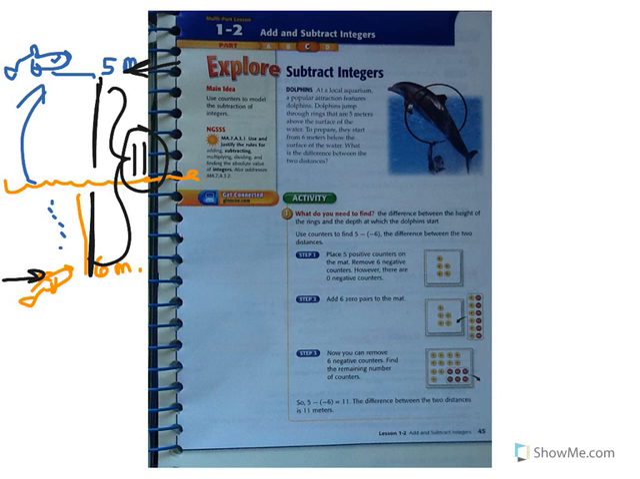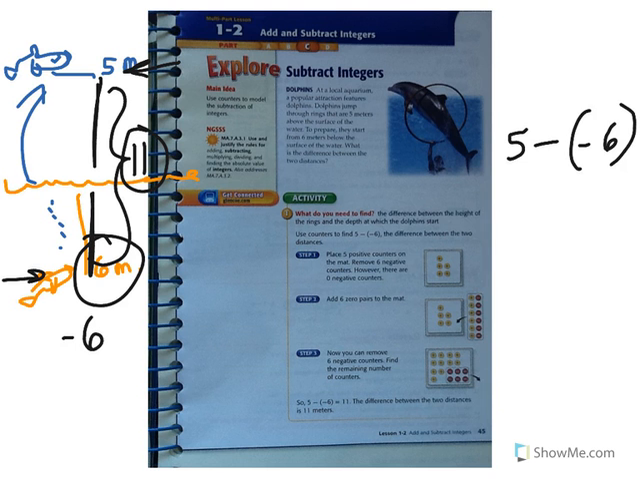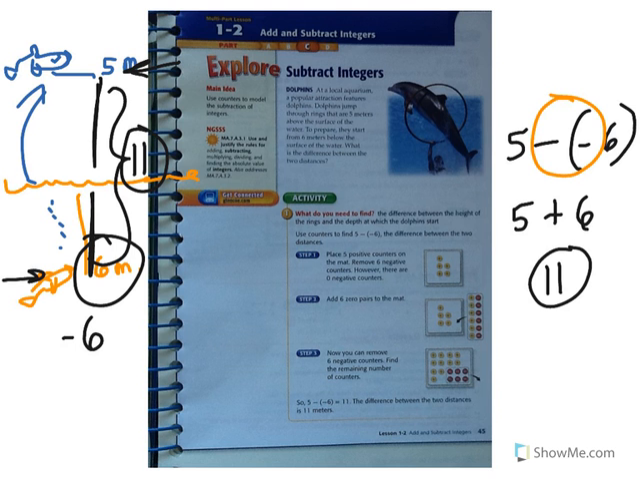They say if you use counters to find 5 minus a negative 6, the difference between the two distances, so the difference of course means subtract, and the difference of 5 and negative 6 because you're 6 meters below the surface, so you're below sea level 6 meters. So 5 minus a negative 6, which is 5 plus 6, which equals 11. We recognize this as auto plus. So you can see it can be a little confusing here, even using the counters.